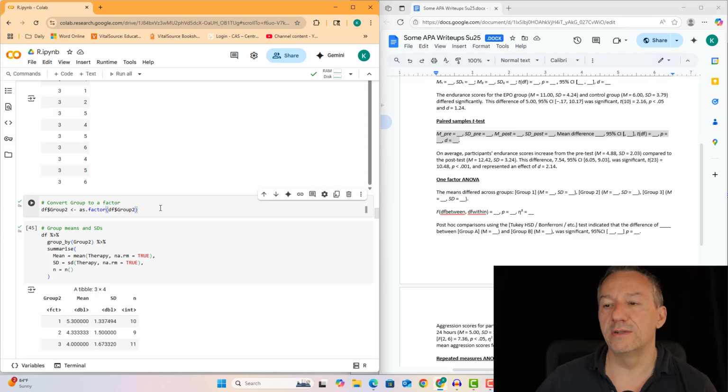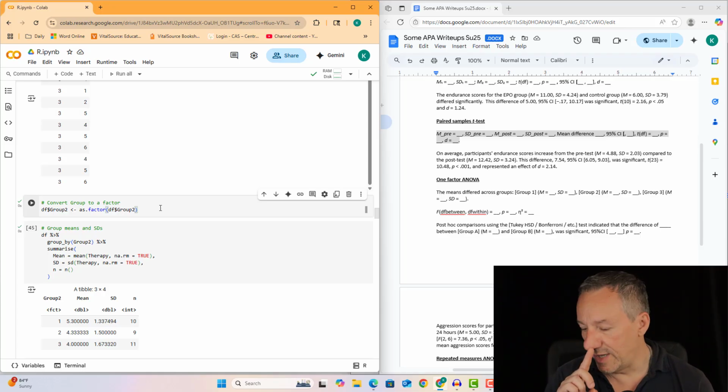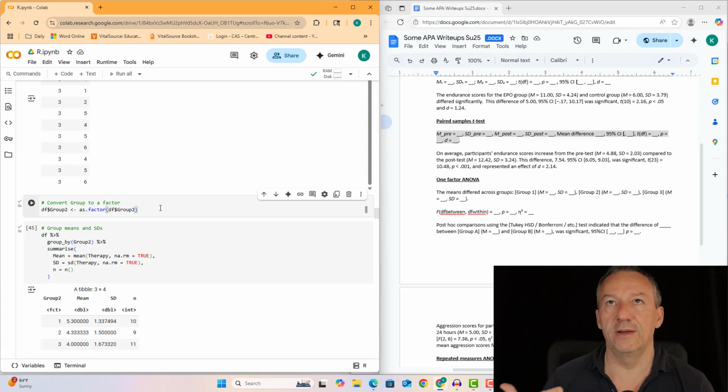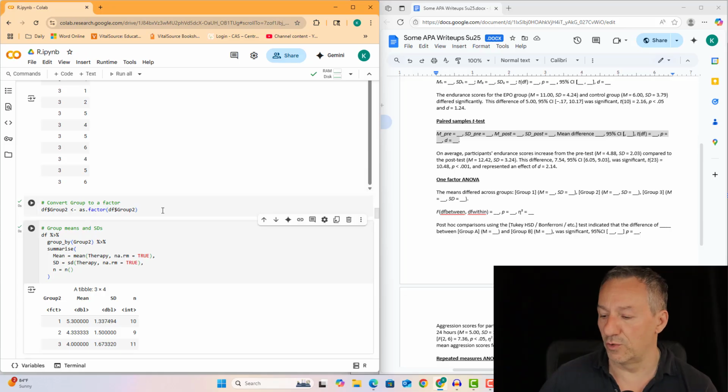Okay, so when we do this, we also have to do one other thing. We see it as 1, 2, and 3, and we know that in SPSS, when you do that, you call it a factor. Also with the independent samples t-test, you have to tell SPSS that group 1 is 1, group 2 is 2, and you also have to tell SPSS that 1, 2, and 3 is a factor. They're different grouping types. We have to do the same thing in R. So we're going to convert that group 2, which is what the variable is called, to a factor so that R knows that we're dealing with 3 different groups.